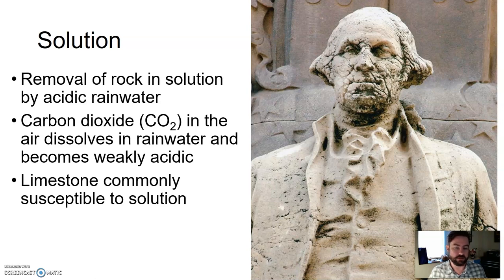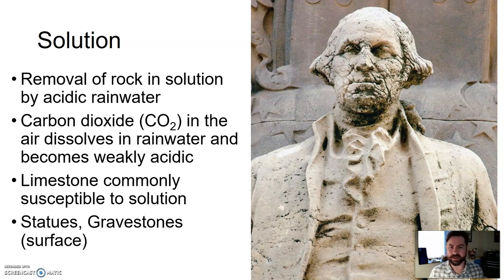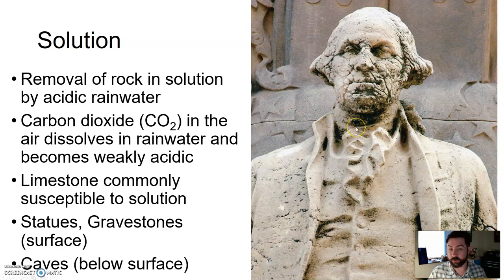However, there are some rocks like limestone, which is actually a sedimentary rock, that are very susceptible to solution weathering, very susceptible to carbonic acid or any weak acid. So a lot of statues and gravestones on the surface, or even caves below the surface, are made out of limestone. So when you get this acidic water hitting this limestone material, and a number of other types of rocks and minerals, it just breaks down. So again, a lot of statues are made of limestone. Marble is also susceptible to weak acid.